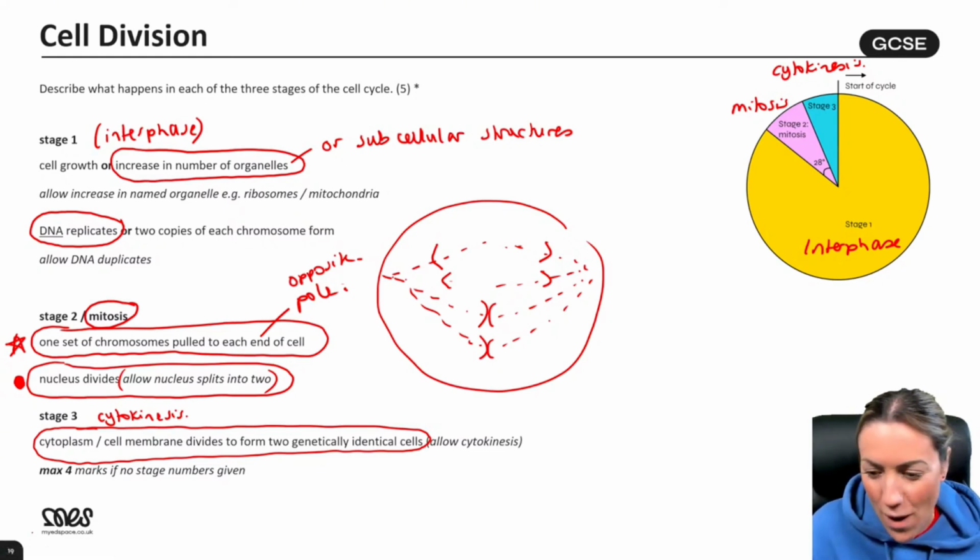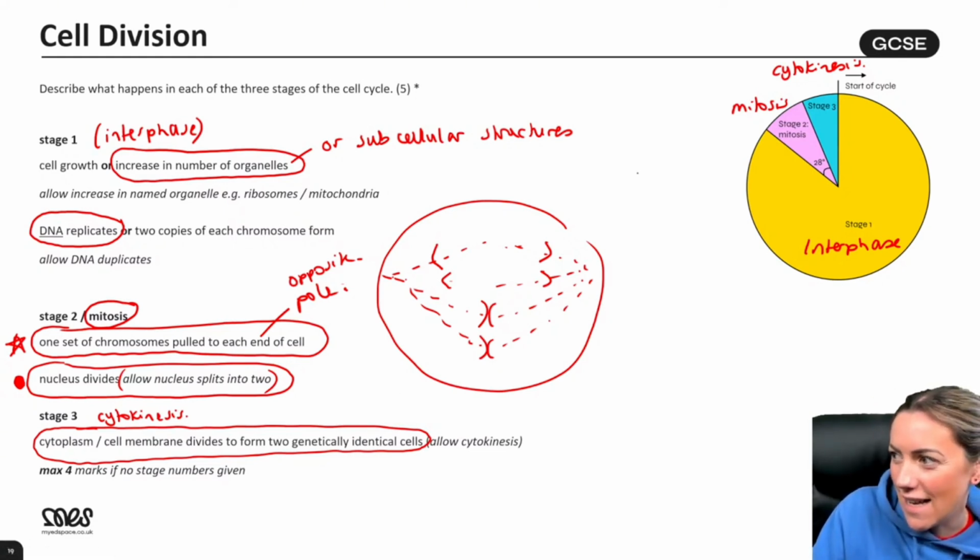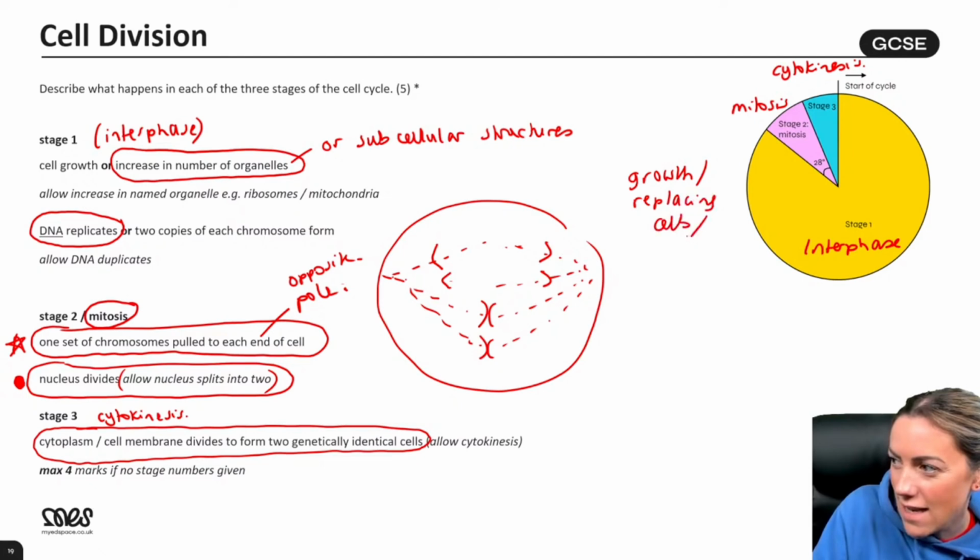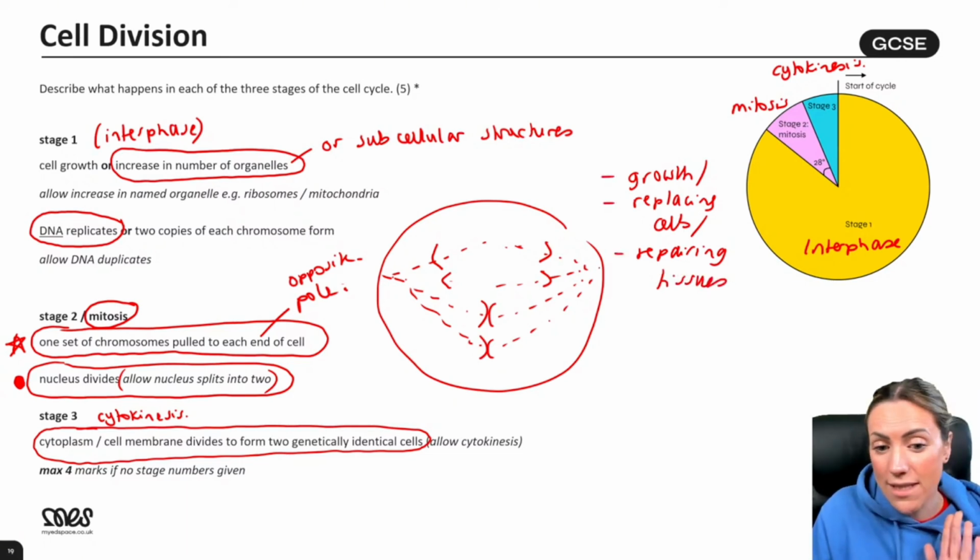When and where does mitosis occur? I'm going to have to answer that. So it occurs for growth, replacing cells, and repairing tissues. So three instances where we need to use mitosis. It's just normal cell division, isn't it? It's not making gametes, it's not meiosis, it's normal cell division. It's for growth, replacing cells, and repairing tissues. Okay, perfect.